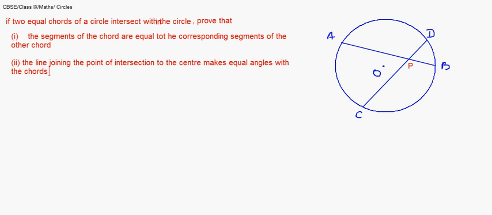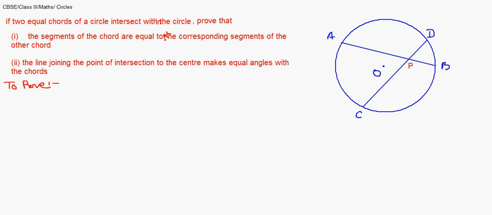Now the given part is the two equal chords that are AB and CD, that's given to us, and which intersect within the circle, that's P. We have to prove, I directly write from to prove, you can also add in that given part. The segments of the chord are equal. Oh, here I missed the two. The T should be actually here.